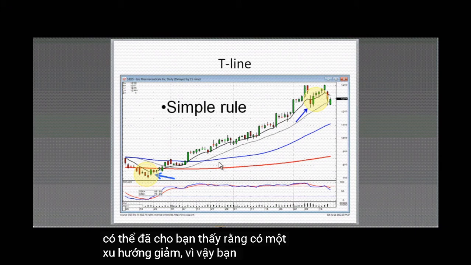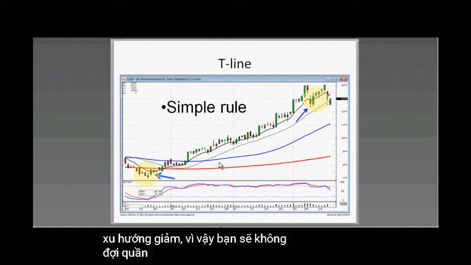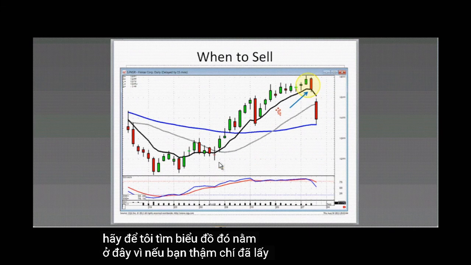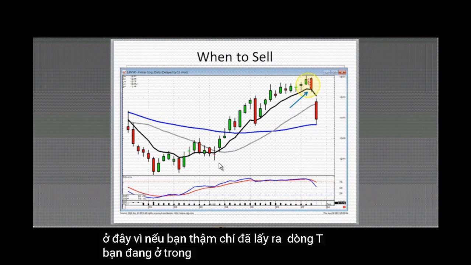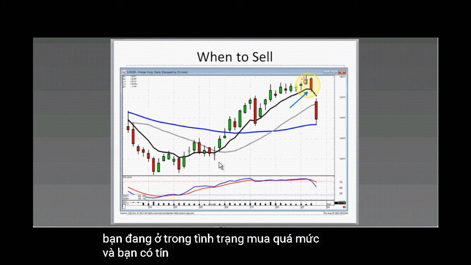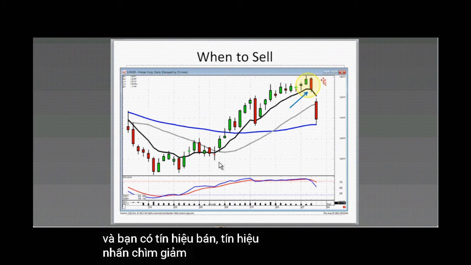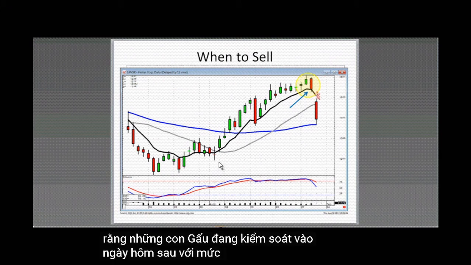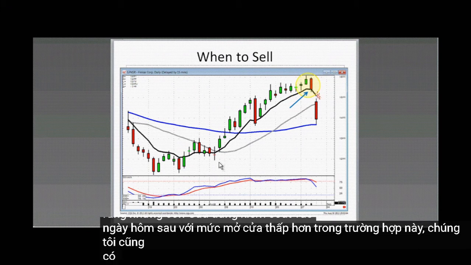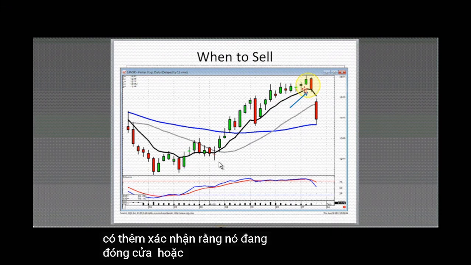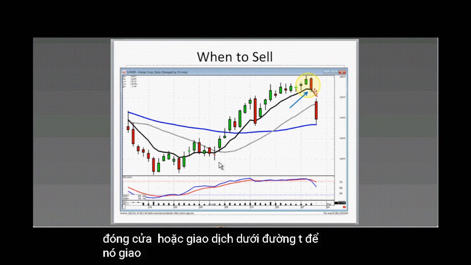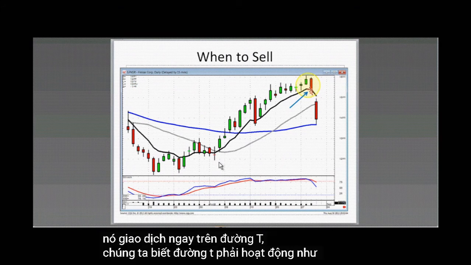So on FNSR, you would not wait for the close below the T-line. You would have exited on the open. Yes. Let me find that chart way back down here. Because if you even took out the T-line, you're in an overbought condition and you've got a sell signal, a bearish engulfing signal, what is confirmation that the bears are in control the next day? A lower open. In this case, we also had the added confirmation that it was trading below the T-line. So with it trading right on the T-line, we know the T-line has to act as support.